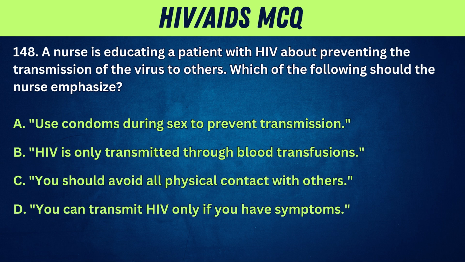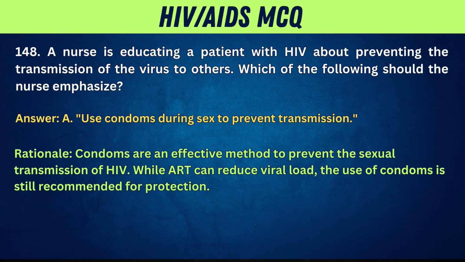148. A nurse is educating a patient with HIV about preventing the transmission of the virus to others. Which of the following should the nurse emphasize? A. Use condoms during sex to prevent transmission. B. HIV is only transmitted through blood transfusions. C. You should avoid all physical contact with others. D. You can transmit HIV only if you have symptoms. Answer. A. Use condoms during sex to prevent transmission. Rationale. Condoms are an effective method to prevent the sexual transmission of HIV. While ART can reduce viral load, the use of condoms is still recommended for protection.